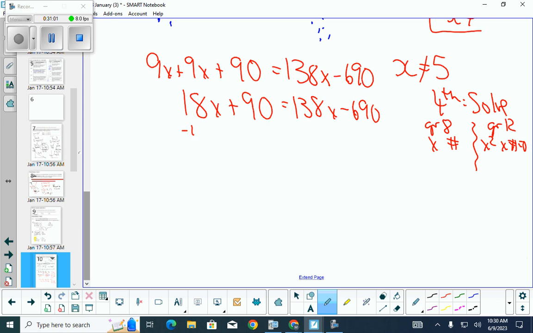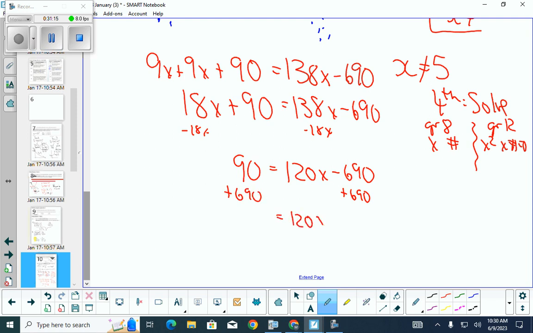So I'm going to minus 18x on both sides. So I have 120x minus 690. I'm going to add 690 to both sides. 780. And I'm going to divide both sides by 120. I have no idea what that is. 6 point. Okay.